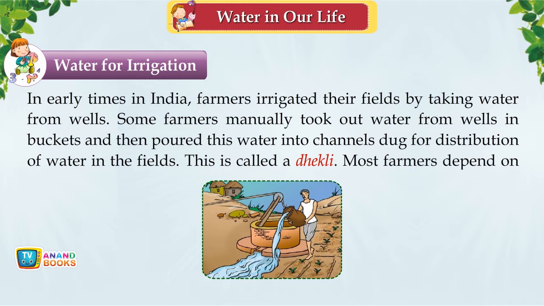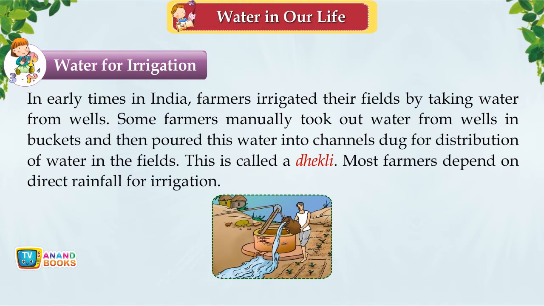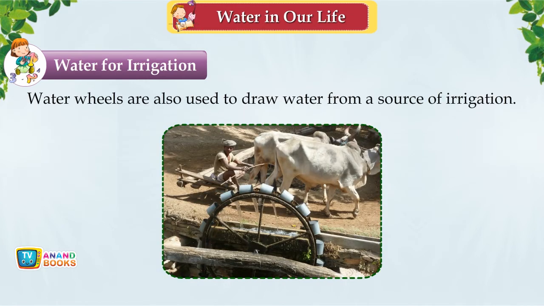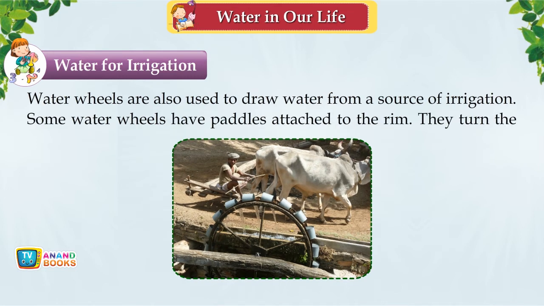Most farmers depend on direct rainfall for irrigation. Water wheels are also used to draw water from a source of irrigation. Some water wheels have pedals attached to the rim.